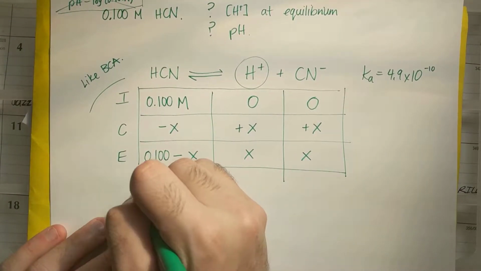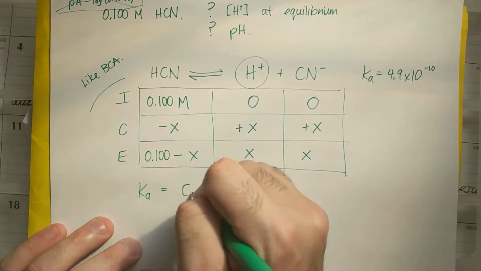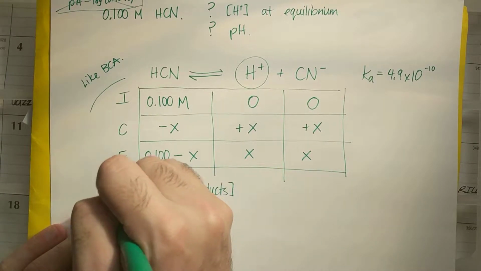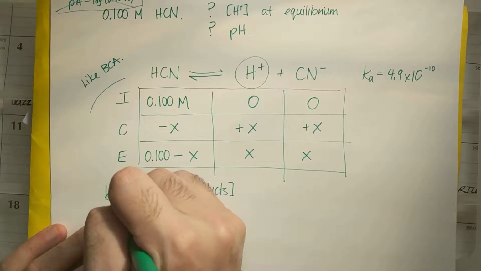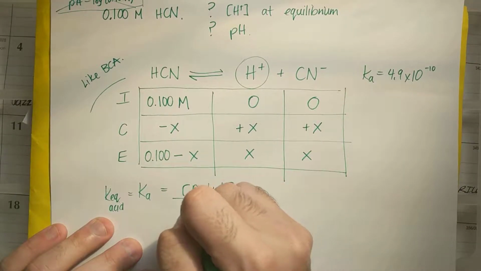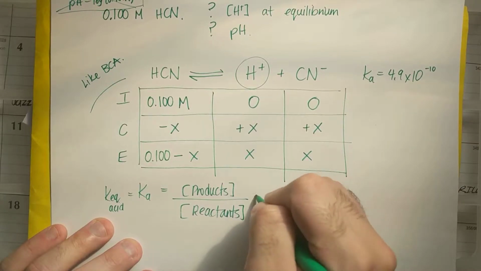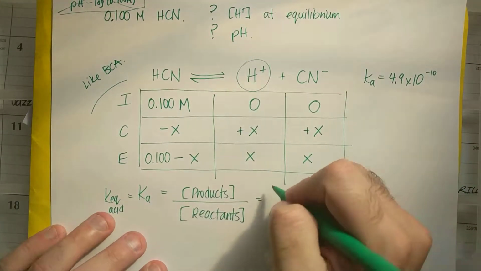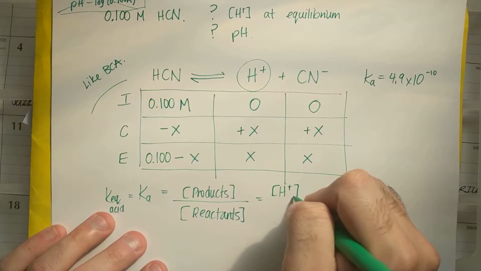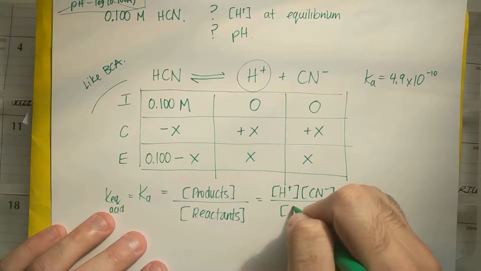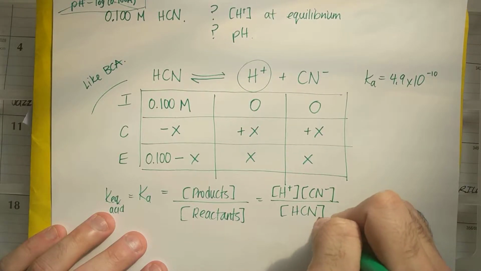And then remember, the way we write Kas, or even Keq of the acid, is Ka: concentration of products over concentration of reactants. For this chemical reaction, it should be the concentration of H plus, concentration of CN minus, all over the concentration of HCN.